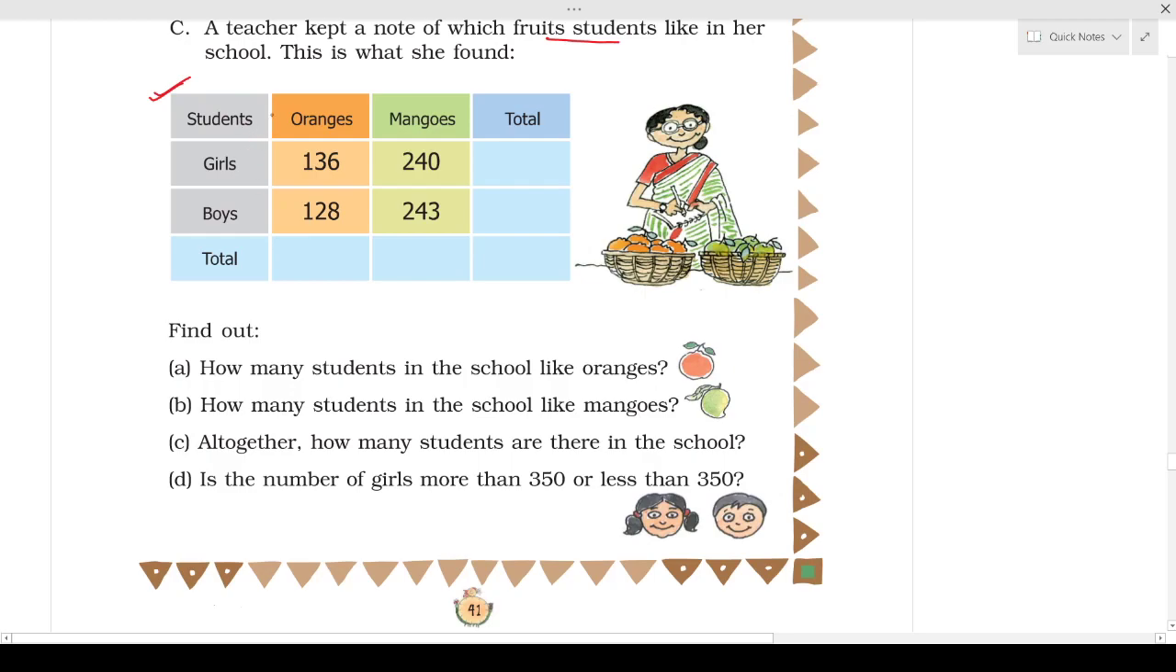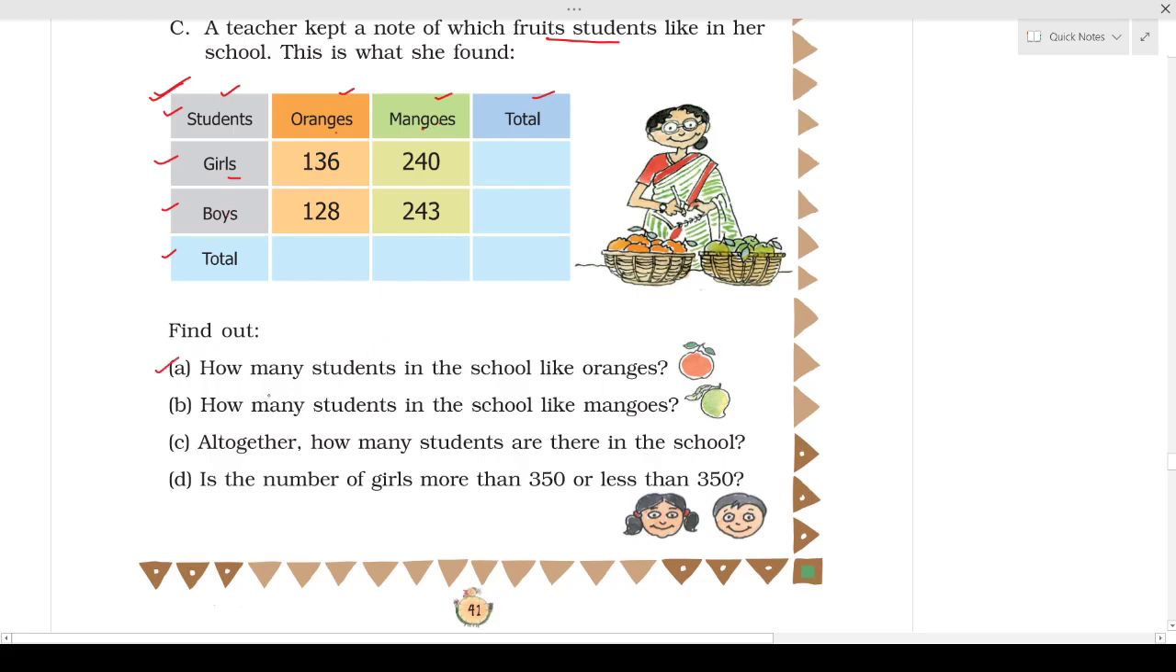Now children, here this is the first column, second column, third column, fourth column, and this one is the first row, second row, third row, and this one is the fourth row. Now you can see here 136 girls like to eat oranges, 240 girls like to eat mangoes, and 128 boys like to eat oranges, and 243 boys like to eat mangoes. Now here we have to solve these questions.